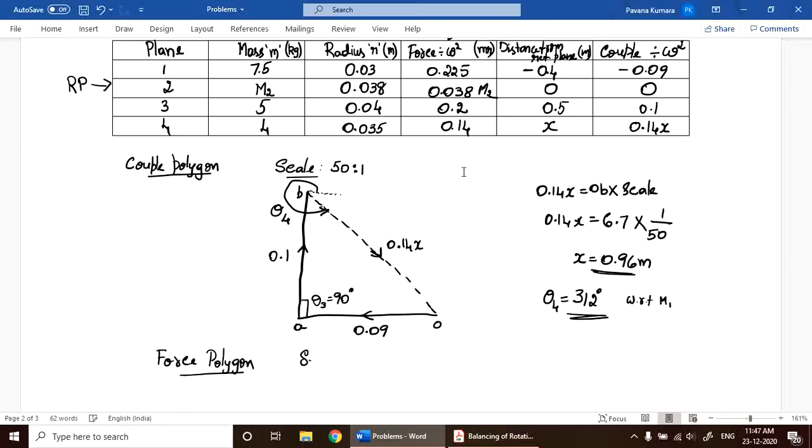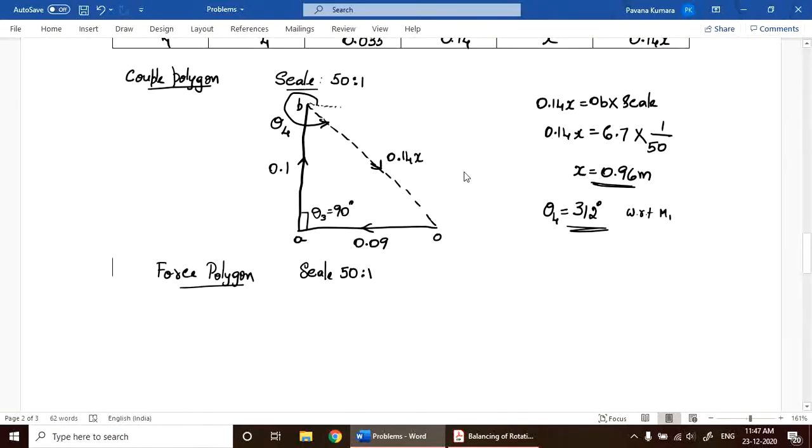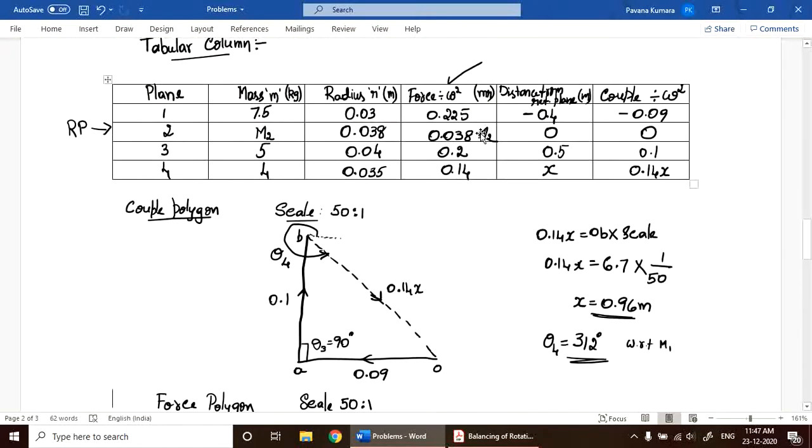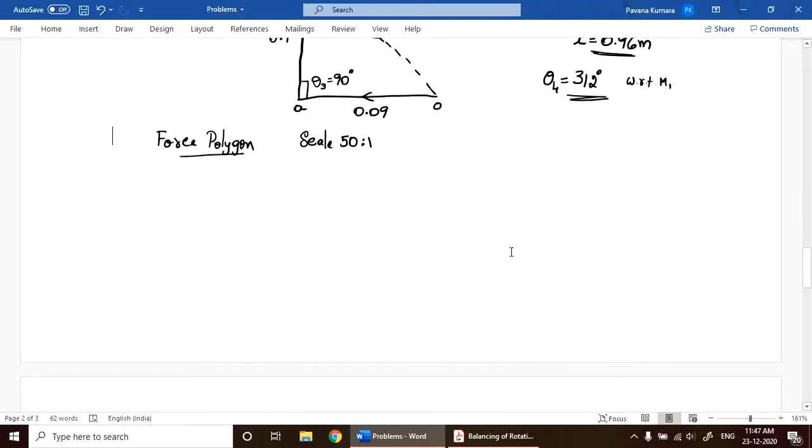So for this diagram I will take a scale of 50:1. That is the scale I am taking. Okay, so first we'll draw one by one. Clear? We'll start with plane 1, that is 0.225, the length multiplied with the scale. Its angle is 0 degrees. So take a plane here.